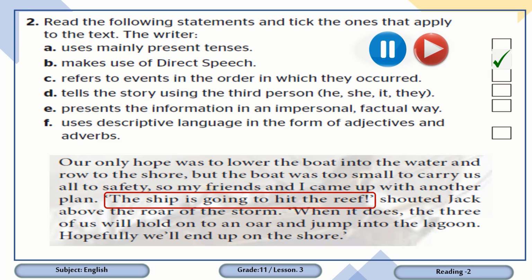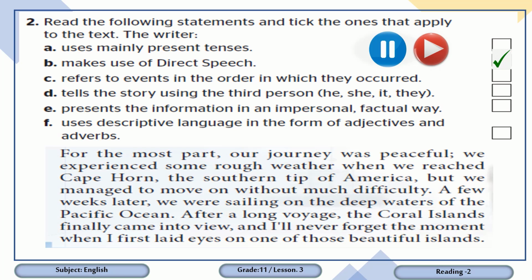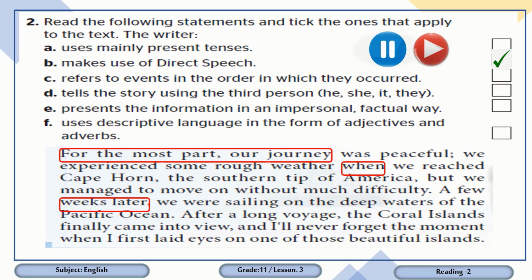Good. Letter C. The writer refers to events in the order in which they occurred. In other words, the writer put the events in the correct order. Let's check from the content. For the most part, then he used when, then weeks later. So it seems that the writer puts the events in order. Excellent. Letter D. Does the writer tell the story using the third person, he, she, it, or they?